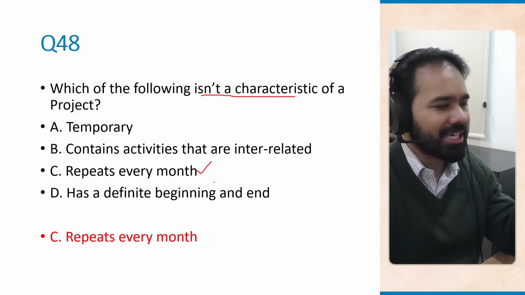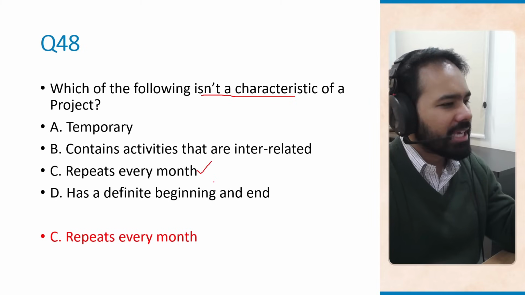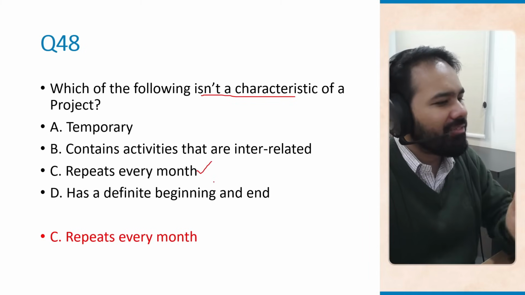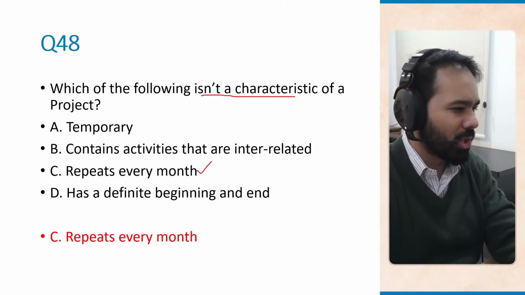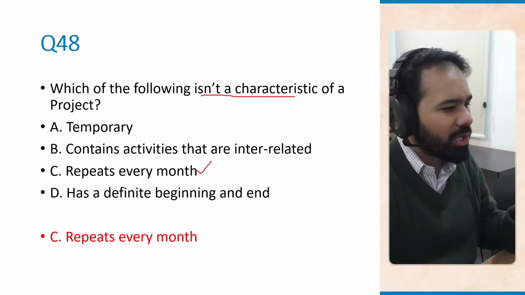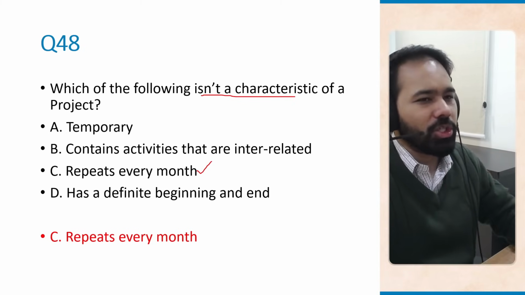A project is temporary. That means it has a definite start and end date. A project is unique. That means it creates a unique product, service, or result. A project can be composed of interrelated activities, but repeating every month describes operations. This is definitely not a project. So operations are ongoing, they are repetitive, while projects are temporary and unique.